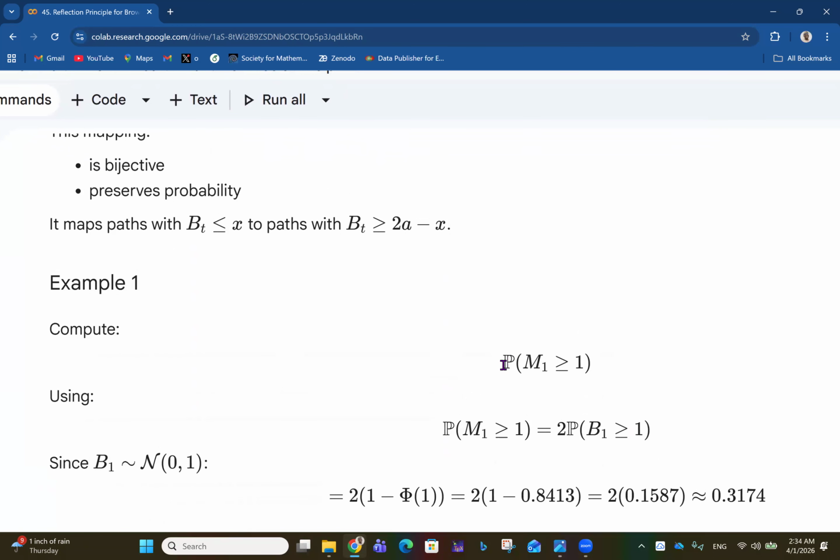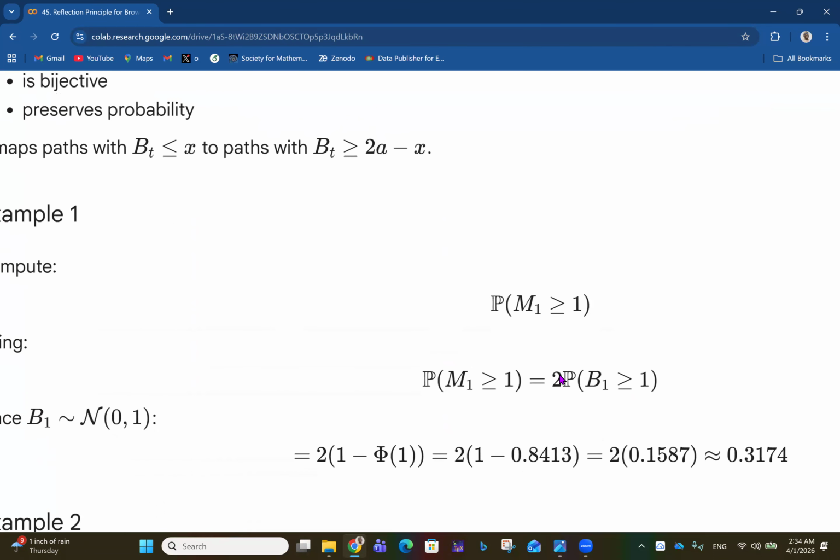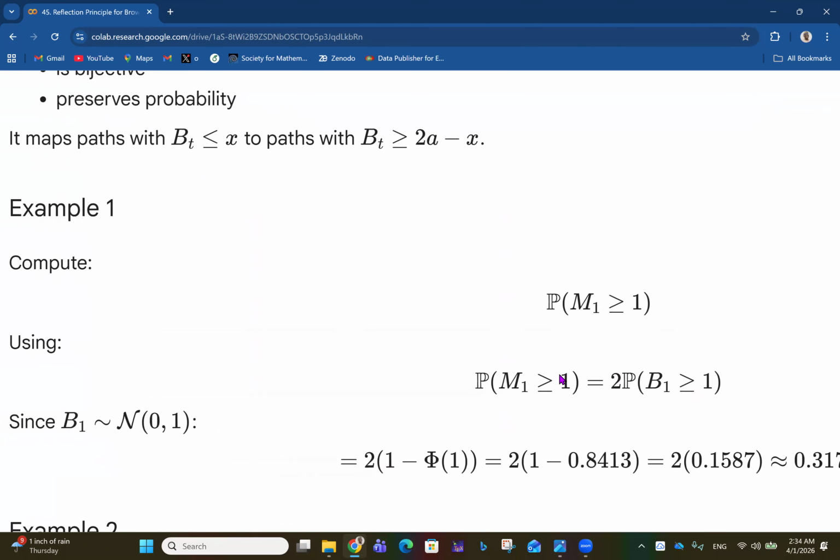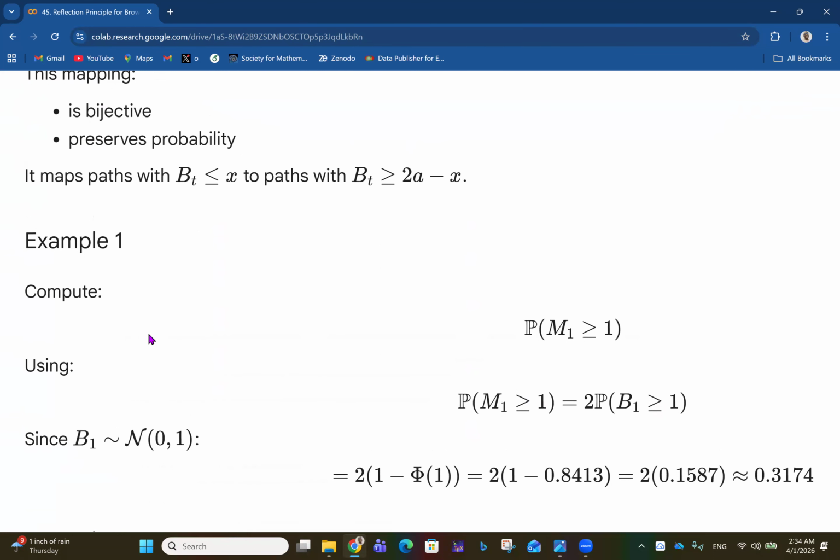So we want to compute the probability that M1 is greater than or equal to 1. Using the fact that the probability of M1 greater than or equal to 1 is equal to 2 times the probability that B1 is greater than or equal to 1.